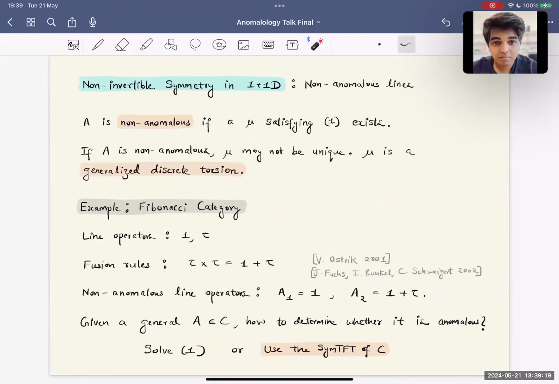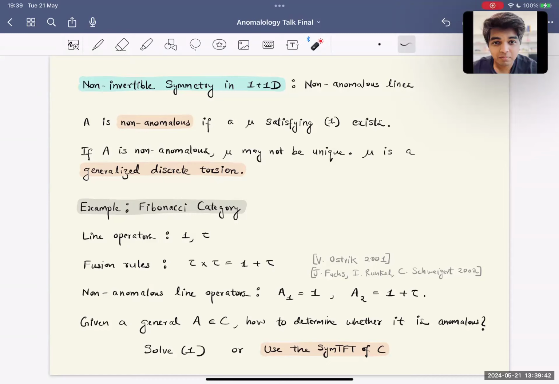Okay, so let me look at the Fibonacci category. Let us jump into an example before we lose track. We have this category of line operators, the trivial line and this non-trivial line tau. Tau has a particular fusion rule: tau times tau is 1 plus tau. It is the simplest non-invertible symmetry you can imagine, because it's rank 2.